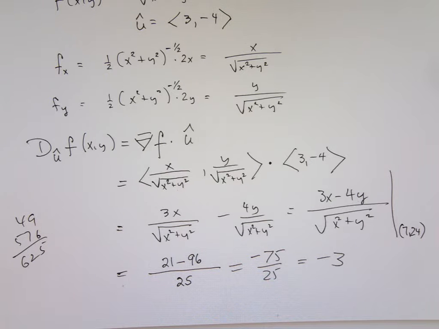So I think it has to be in vector notation. No, the directional derivative is a slope. It's negative 3. I have to make it a slope.